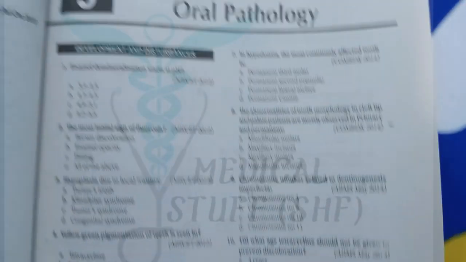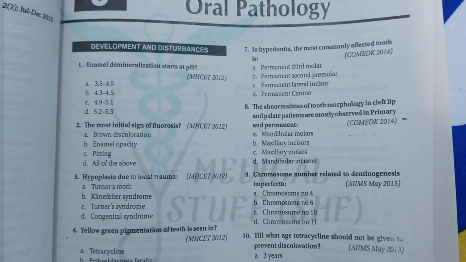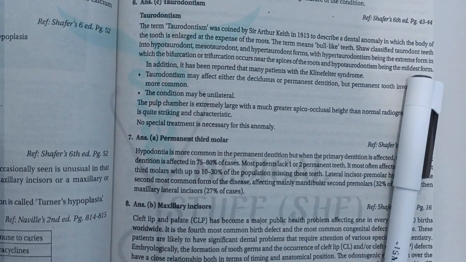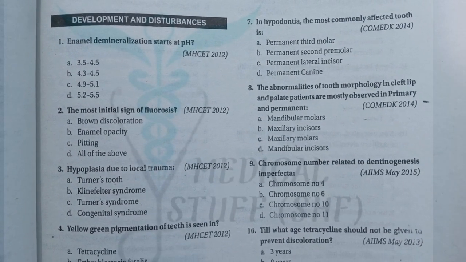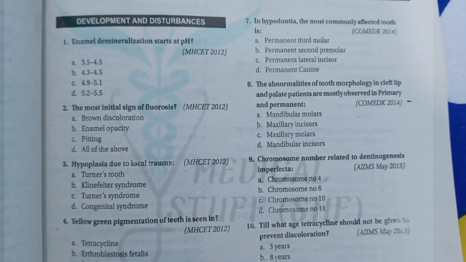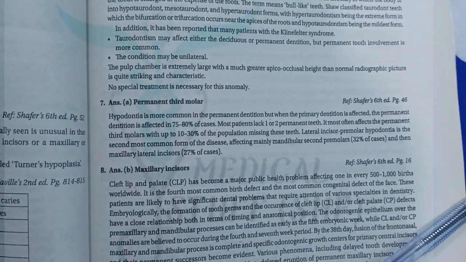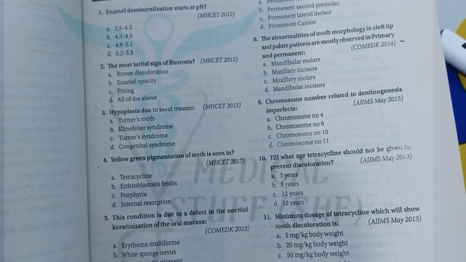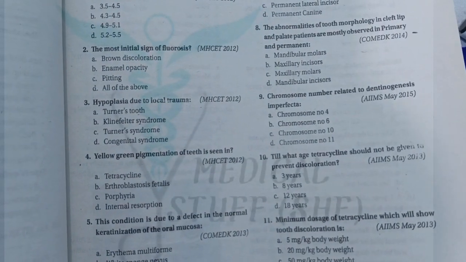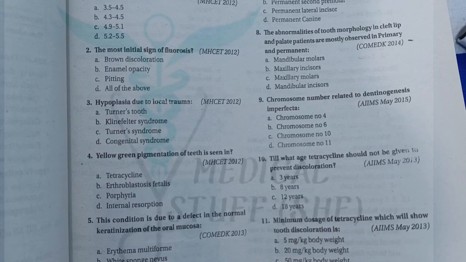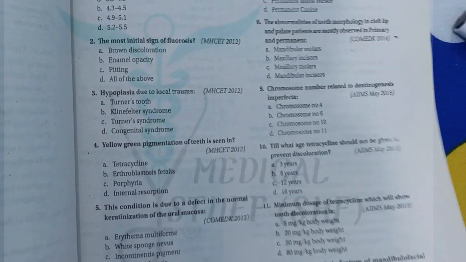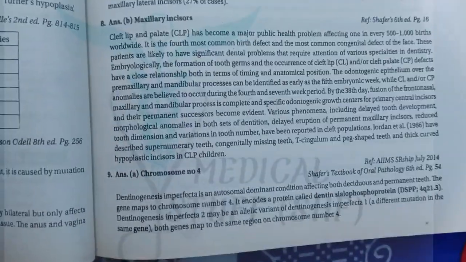The next question is: in hypodontia the more commonly affected tooth is. The answer is permanent third molar. The next question is: the abnormality of tooth morphology in cleft lip and palate patients is most observed in primary and permanent. The answer is maxillary incisors. The next question is: chromosome number related to dentinogenesis imperfecta. Answer is chromosome number 4.